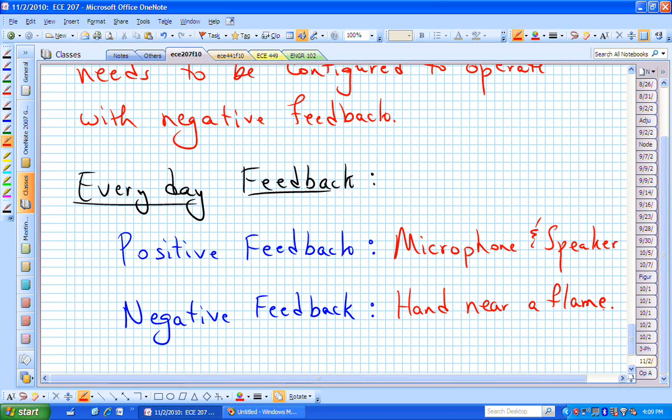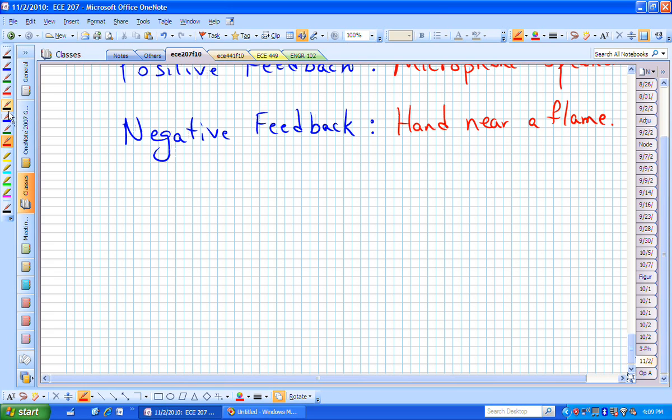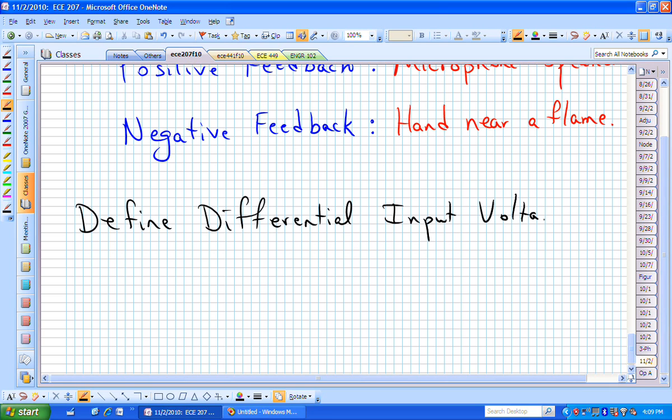We want to use negative feedback, meaning in order to keep these signals well behaved, we want to basically not allow that small differential voltage to get too big. And we'll do that by negative feedback. Let's look at these concepts relative to this operational amplifier. And first, to do that, let's define this differential input voltage.